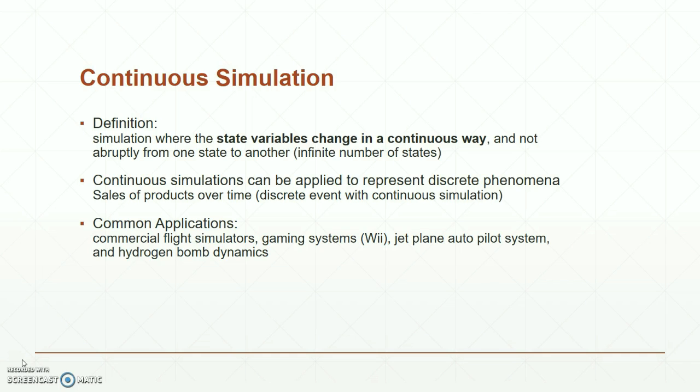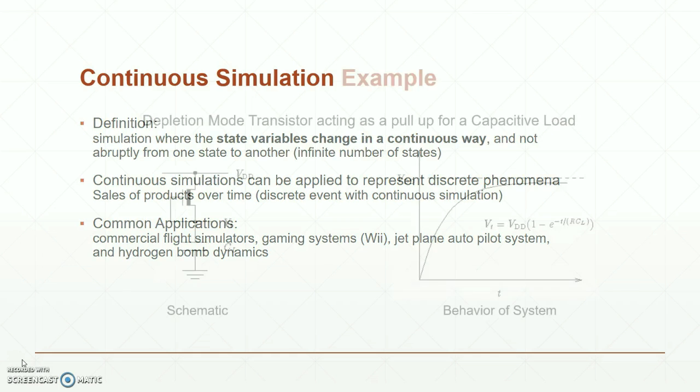You can look at, for example, sales of products over time. If you want to look at how many shirts get sold over time, even though you take that as a discrete event, so you sell 5, 10, 15, 20 shirts, you can still look at it over time and get a continuous simulation or continuous prediction on it, which is an example of how you can use really discrete events with continuous simulation. Some of the common applications for continuous simulation are commercial flight simulators, gaming systems like the Wii, jet plane autopilot systems, and hydrogen bomb dynamics.